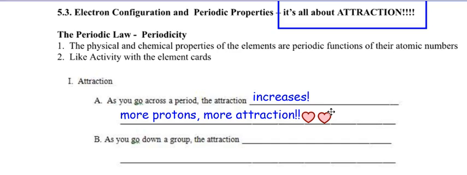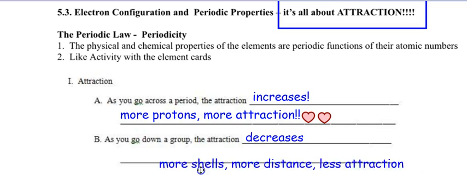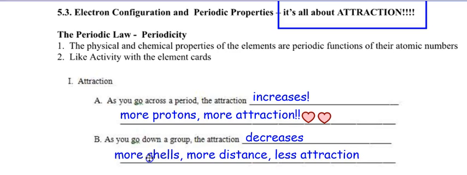But as I go down a group, what happens? The attraction will do what? Well, if you said decreases, you're right. Why? More shells, more distance, more competition, if you will, less attraction, and oh, I'm so sad. Look at me. So that's the idea of attraction. Hopefully that makes sense to you. If not, rewind and go look at Harrison Ford again, and maybe that will help you.